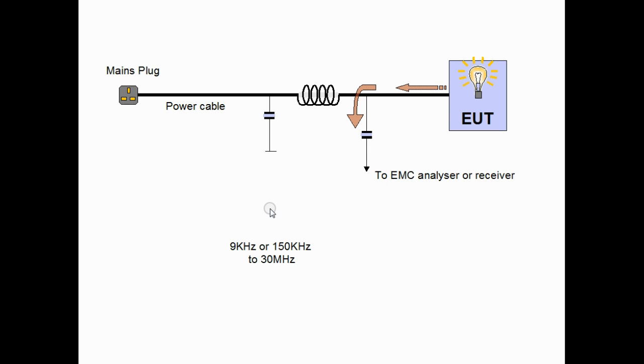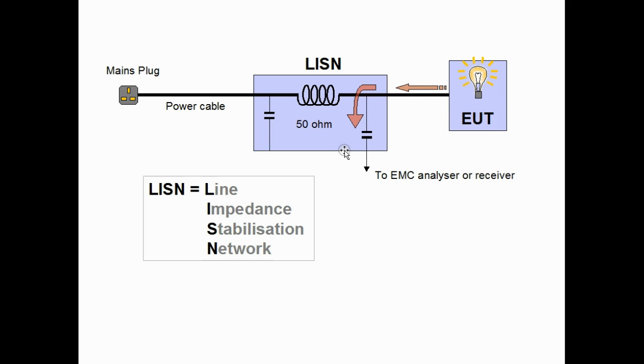What we do is to add in a network, which means that the impedance as seen from the EUT is consistently 50 ohms. So if we all use the same network, we'll all make the same consistent readings. So the network is specified by the standards, and we should all use these networks. The network is called a line impedance stabilization network because it does stabilize the impedance of the line.